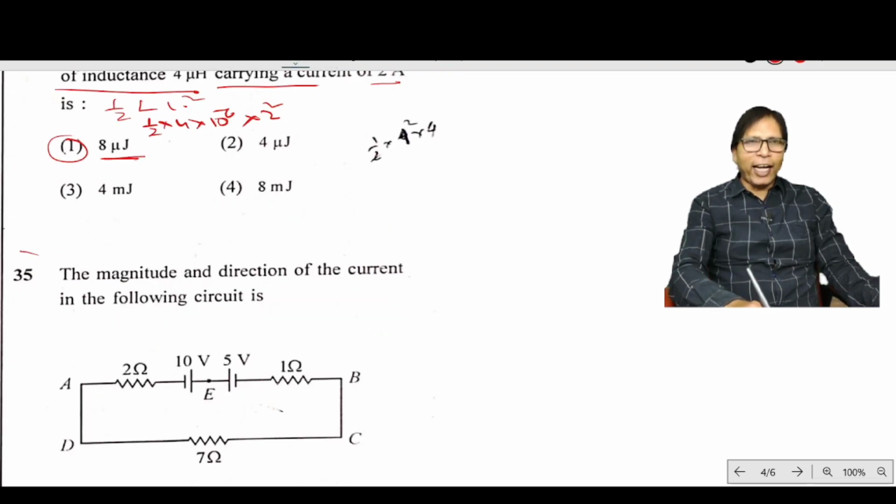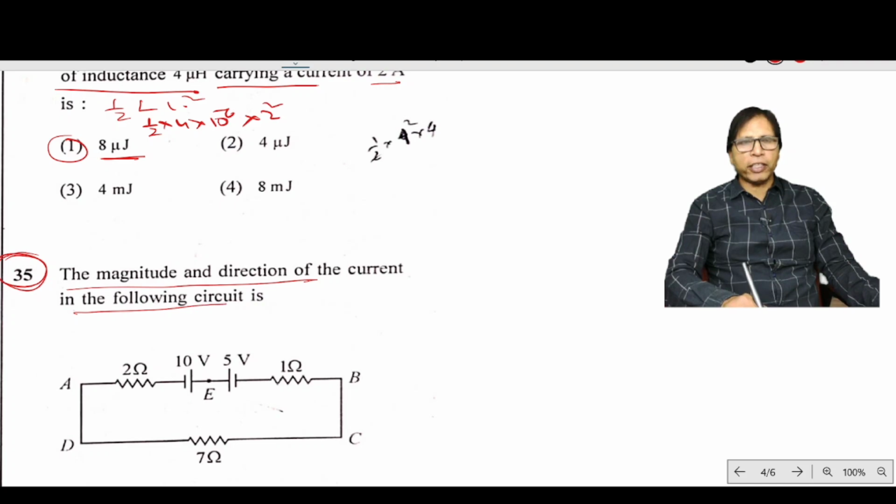Now look at this. This is the last question of the compulsory section. The magnitude and direction of current in the following circuit. Look at this. This is the 10 volt. 10 volt sends current along this direction. 5 volt sends current along this direction. So 10 volt is greater than 5 volt, so the direction of current is along this direction.